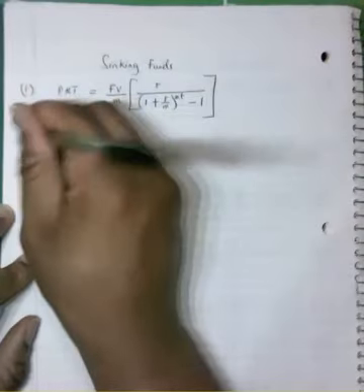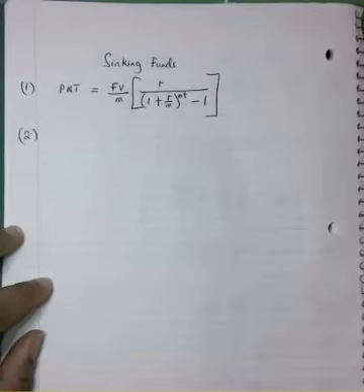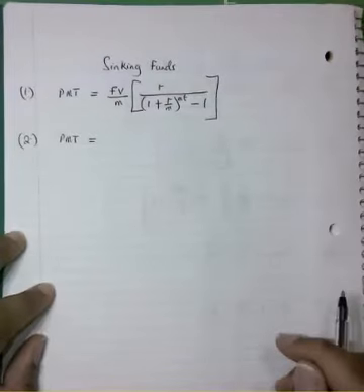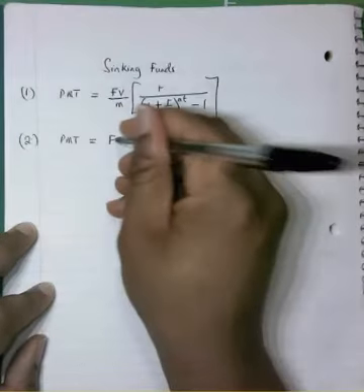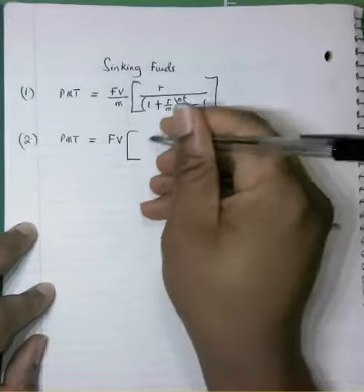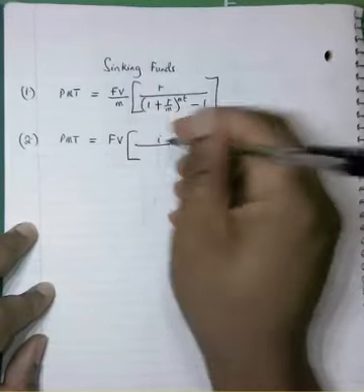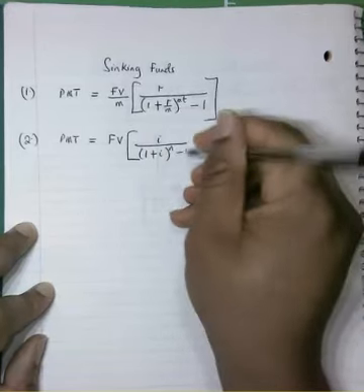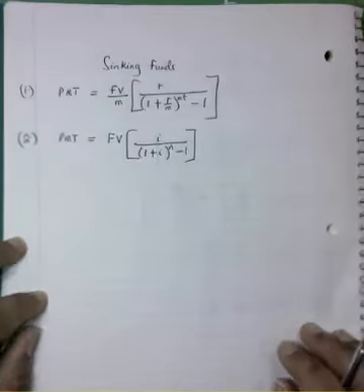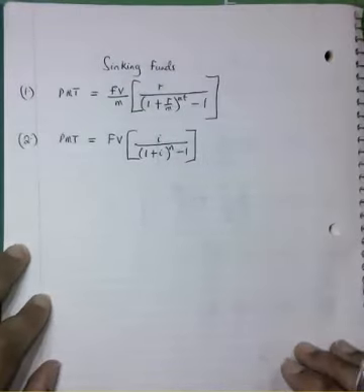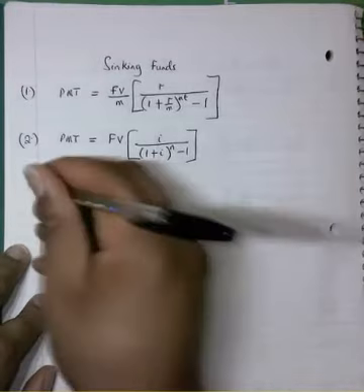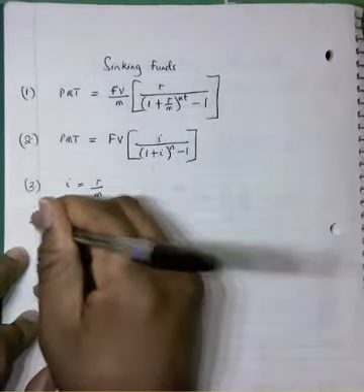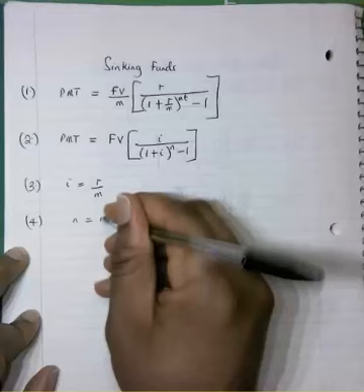The second formula is that the payment is equal to FV times I over 1 plus I exponent N minus 1. We close the bracket. And as usual, our I is equal to R over M, and the fourth one, our N is equal to M times T.